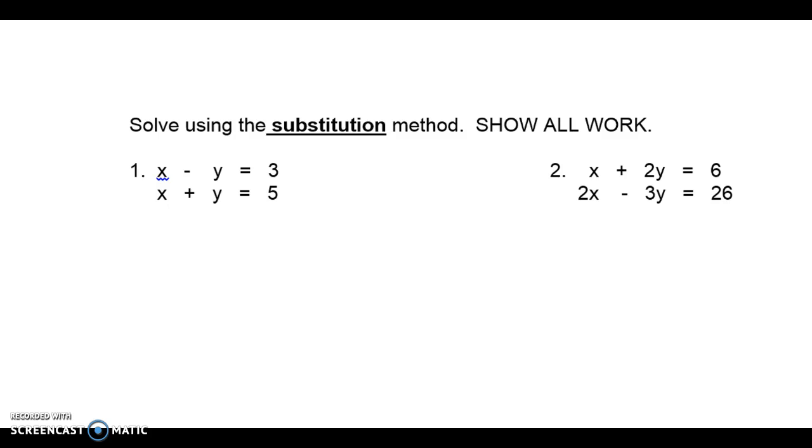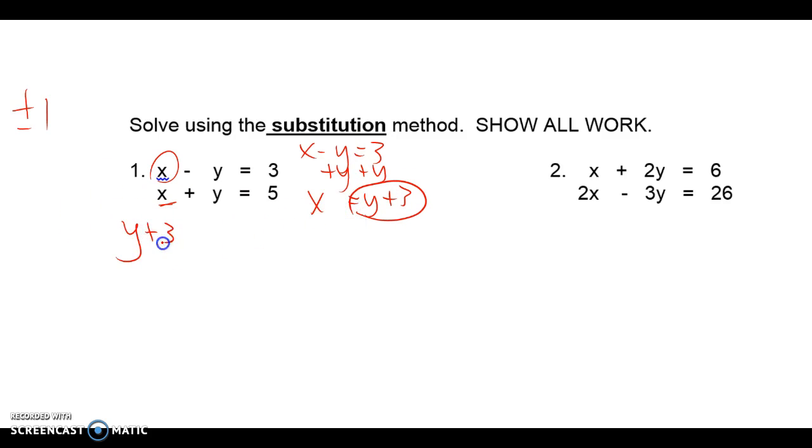According to the substitution method, I want to solve for one of the variables that has a coefficient of plus or minus 1. So, I'm going to solve for this x. If I take x minus y equals 3, and I add y to both sides, x equals y plus 3, right? Then I can substitute this value where x is, because it's the same. And now I will solve for y.